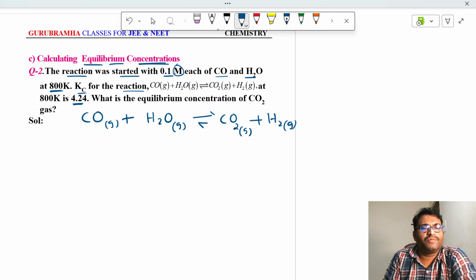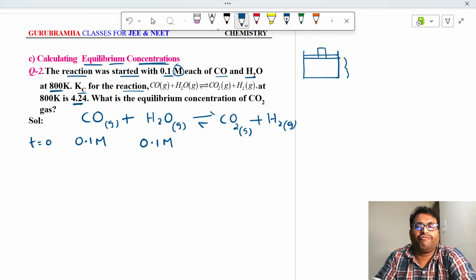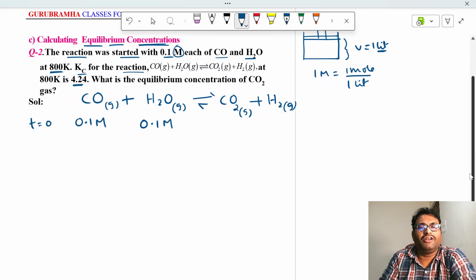So we know how to solve this problem. At time t is equal to 0, the reaction has not started. The reaction was started with 0.1 molar, 0.1 molar, here also 0.1 molar. So let us consider, 0.1 molar means, always let us consider in this way that the reaction is happening in a container of volume equal to 1 liter. Then 1 molar means how many moles? 1 mole per 1 liter gives you 1 molar. So consider the total reaction is happening in a container of 1 liter volume.